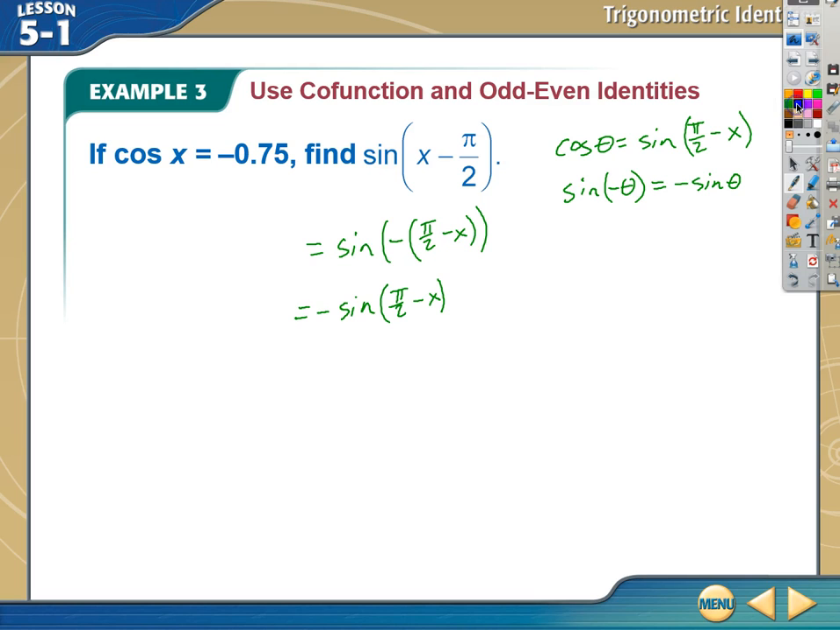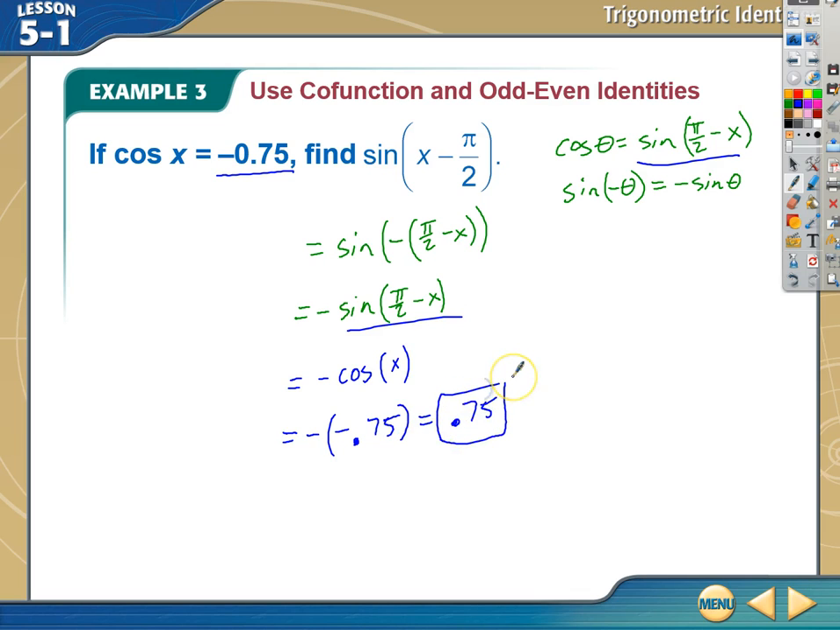Now they match. This matches with this, and I can just substitute in. This is equal to a negative cosine of x, which they already told me is negative 0.75. So this is equal to a negative 0.75, which is equal to a positive 0.75. That's my answer.